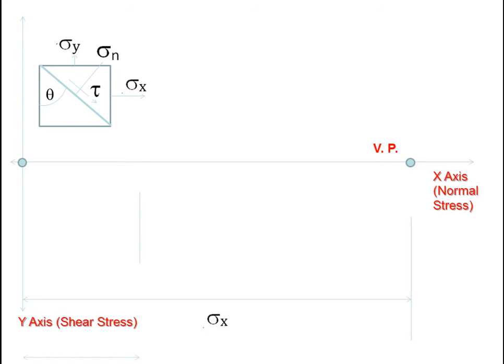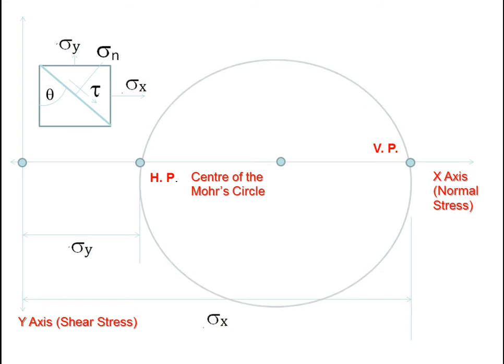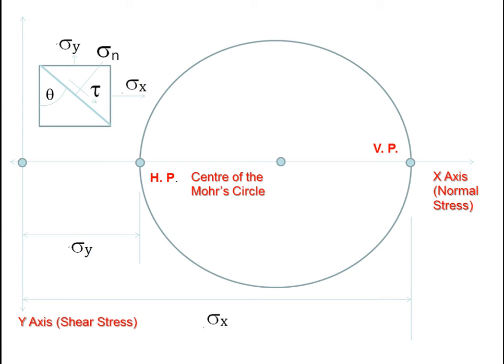Similarly, we will mark sigma y on the x-axis, because the horizontal plane carries normal stress sigma y and shear stress of magnitude 0. For this reason, it lies on the same x-axis. Now this point is called the horizontal plane. By knowing the vertical plane and horizontal plane, we find the center of this Mohr circle, which is half of the distance between the horizontal plane and the vertical plane. By knowing the center, we will draw the Mohr circle. Now our Mohr circle is ready.